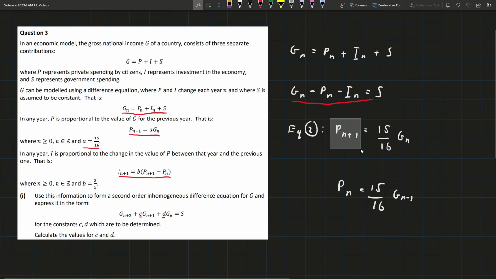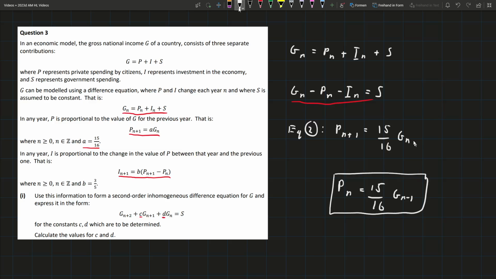This is also saying that the next P term is given by the previous G term. They're the same thing. So that's our Pn, and we can put that into our original equation, but we won't do it yet. We'll do it at the end. But basically we know this now, so that's good. And now we need to find out In.